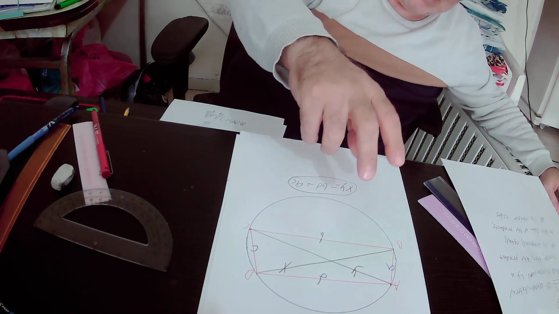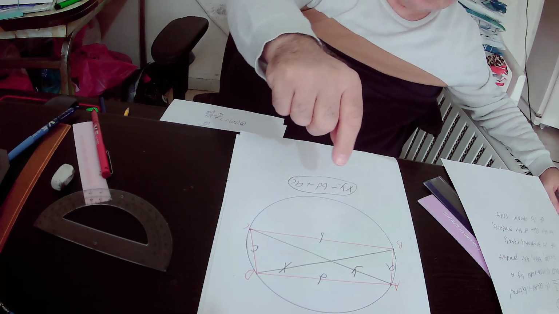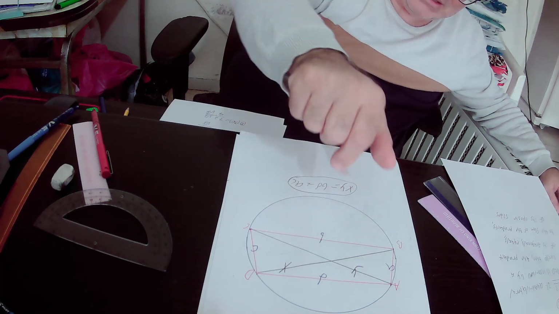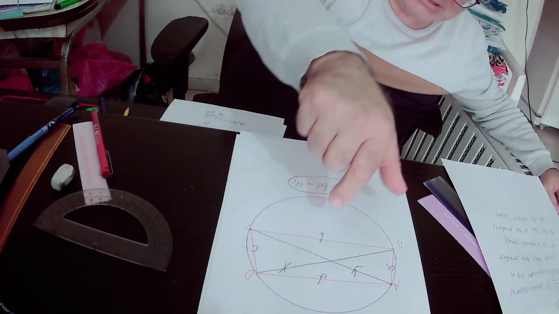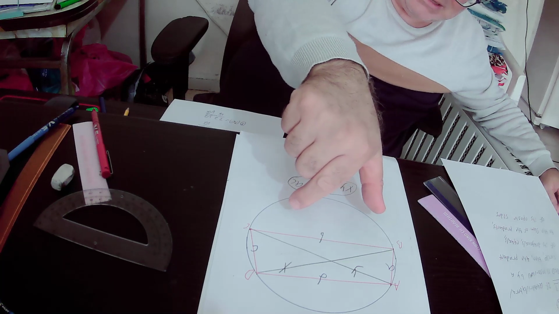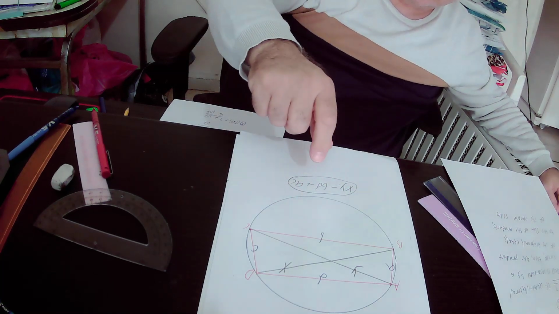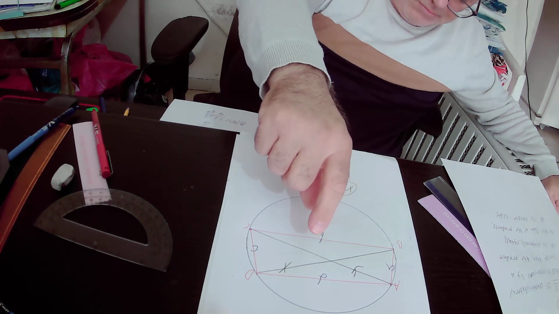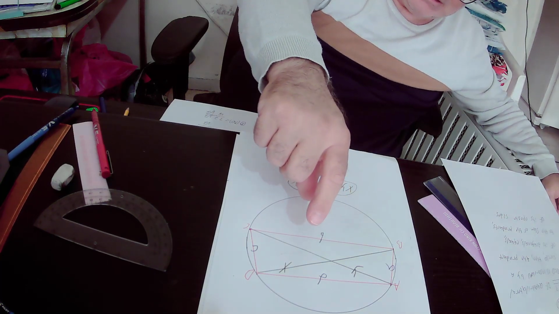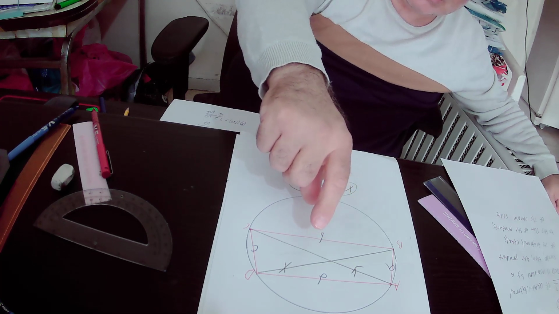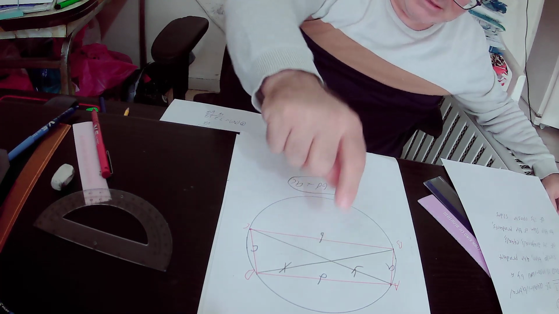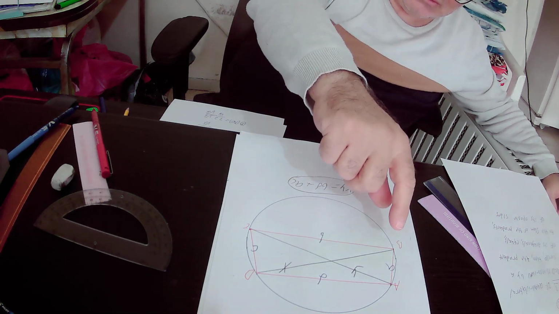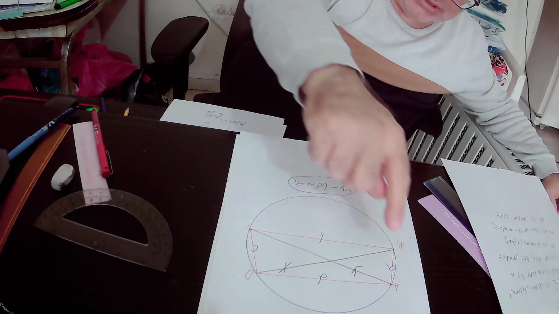So quadrilateral ABCD has two pairs of opposite sides. Side AD is opposite to side BC, and the size of AD is D units, and the size of BC is B units. So the product of its first pair of opposite sides is actually B times D, and the product of its second pair of opposite sides is actually A times C.